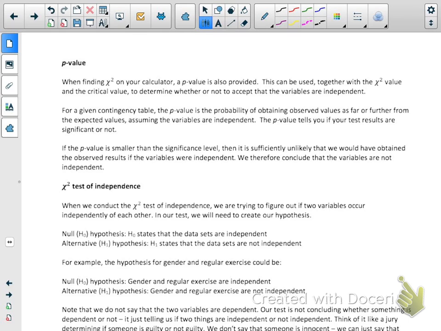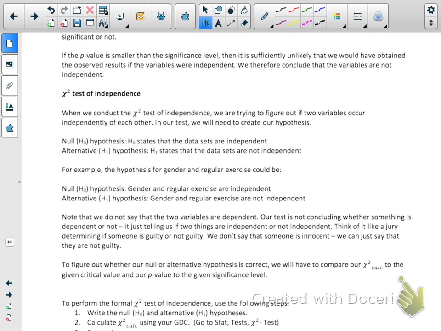Okay, so for our actual test, we're going to, first of all, figure out what our hypotheses would be. So talked about this in the previous section. Your null hypothesis, or your H sub 0, that's going to state that the data sets are independent. Your alternate hypothesis, or your H sub 1, that's going to state that the data sets are not independent. So for example, the gender and exercise, my null hypothesis would be gender and exercise are independent. The alternate hypothesis, they are not independent.